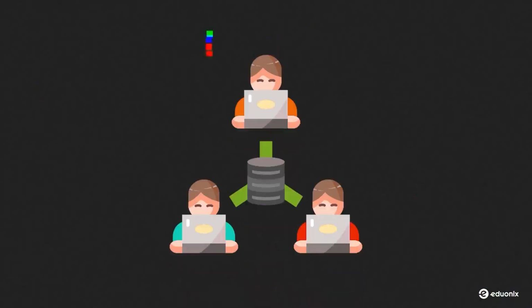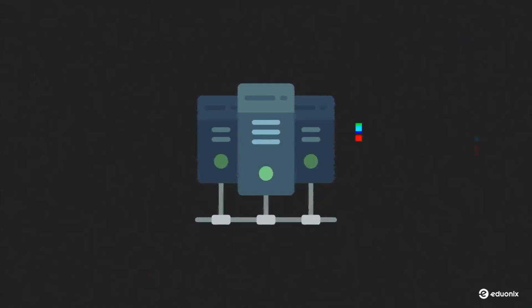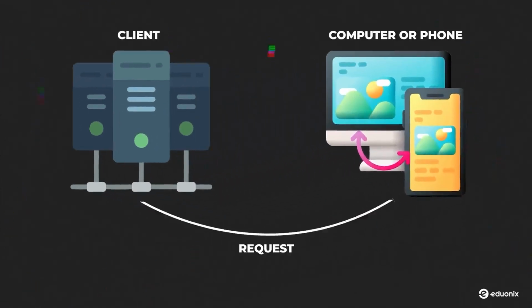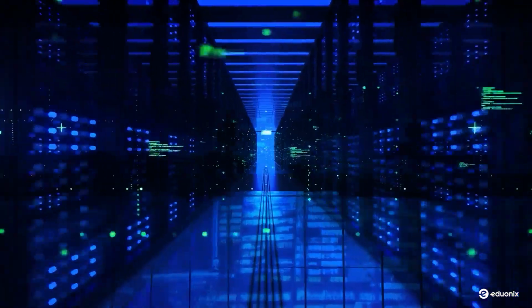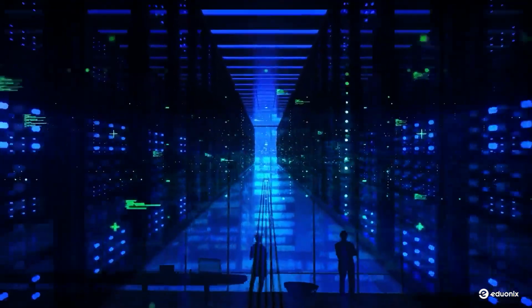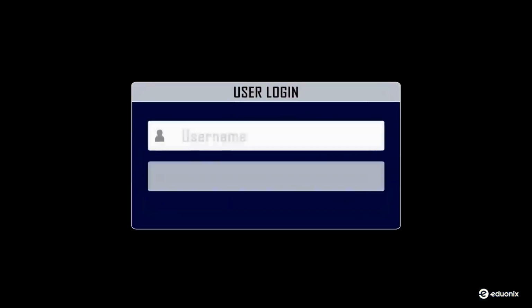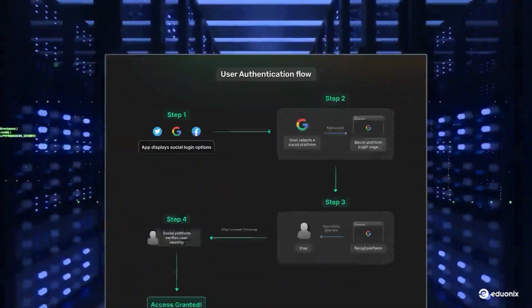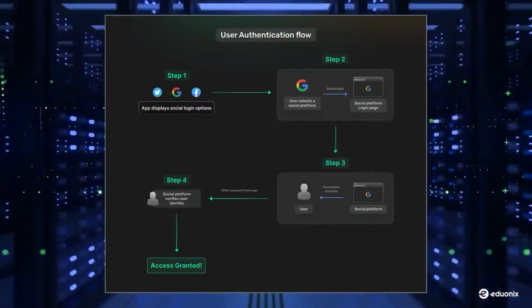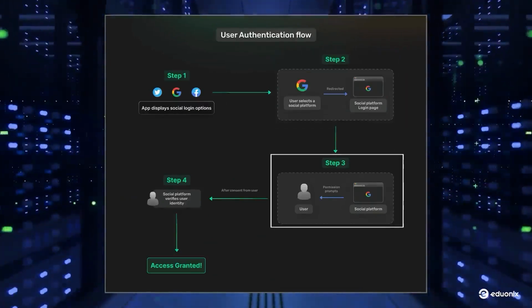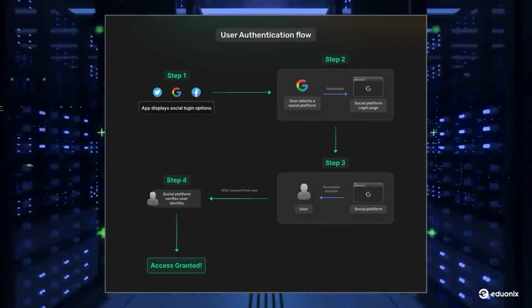Servers and clients. Let's talk about the relationship between clients and servers. A client is your device, like a computer or phone, that requests information. A server is a powerful computer that stores and sends the requested information. For example, when you log into a social media app, your phone, the client, sends a request to the social media company's server. The server processes your request, retrieves your account information, and sends it back to your phone.